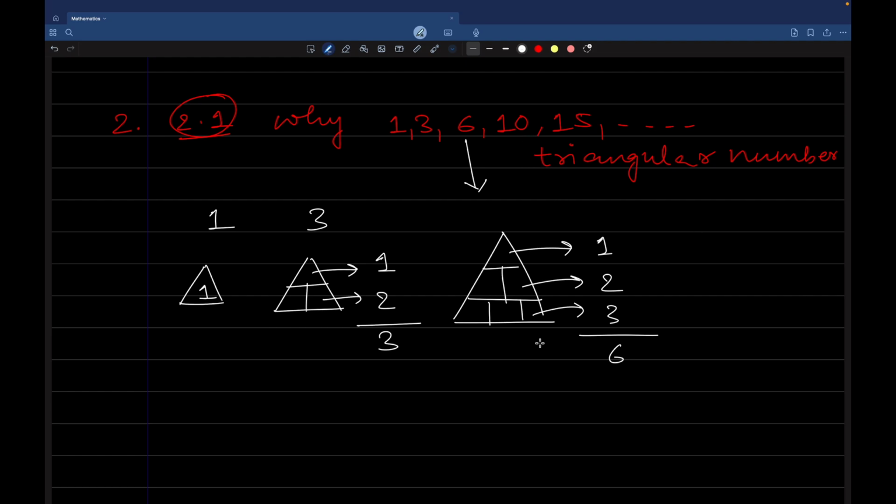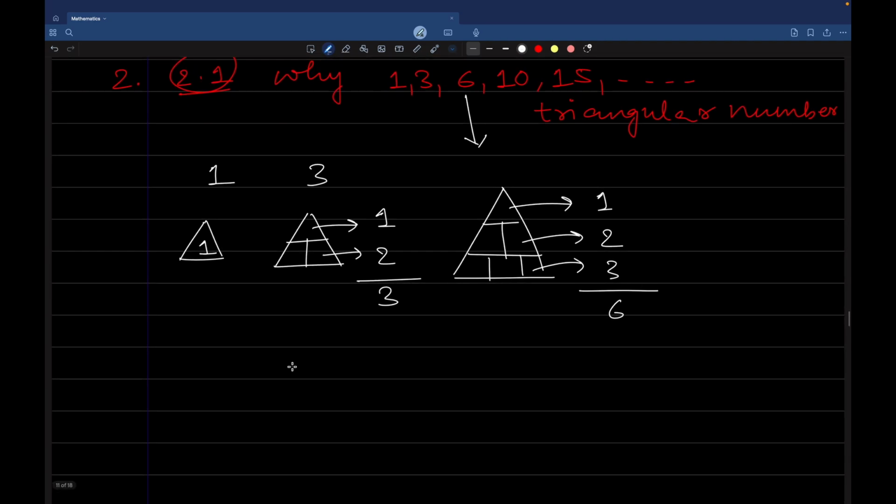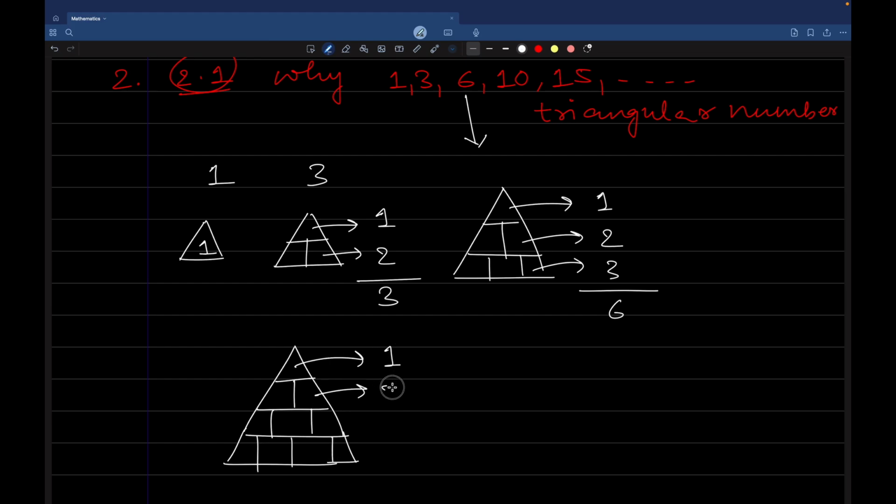10. If we draw for 10, this is 1 sub part, 2, 3, 4. If we sum this, 1 plus 2 plus 3 plus 4, it will be 10.